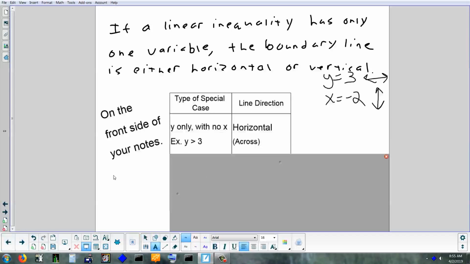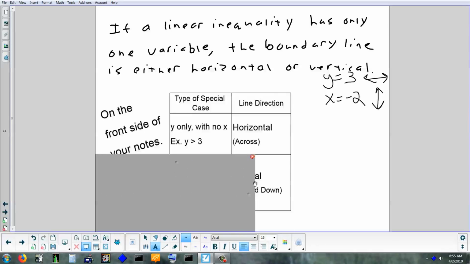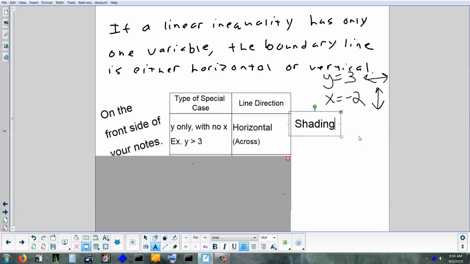Now, in terms of what type of line, whether it's solid or dotted, you can follow the same rules from the chart before. It'll still be solid or dotted. That doesn't change based on a special case. Now this says greater than. So if it's greater than or equal to, you shade above.